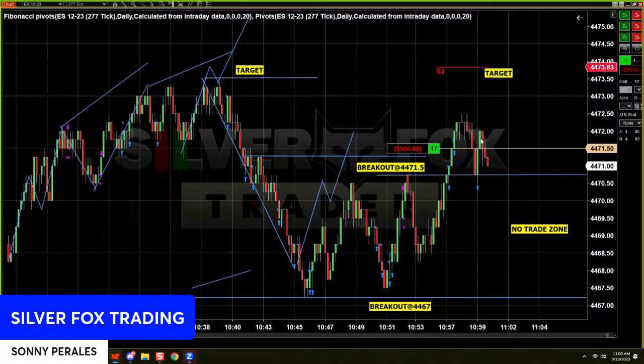Engulfing bar, closed bar, and then you had a hammer. So let's see where we're going. Can't give up on it just yet. It's definitely doing what it wants to do. Come on, get up there. I want to see a retracement here. I want to see this thing take off like a rocket. Straight up, straight up.